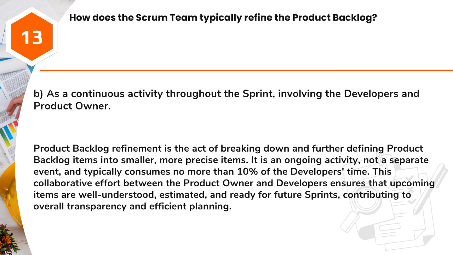Answer: B. As a continuous activity throughout the sprint, involving the developers and product owner. Product backlog refinement is the act of breaking down and further defining product backlog items into smaller, more precise items. It is an ongoing activity, not a separate event, and typically consumes no more than 10% of the developer's time. This collaborative effort between the product owner and developers ensures that upcoming items are well understood, estimated, and ready for future sprints, contributing to overall transparency and efficient planning.